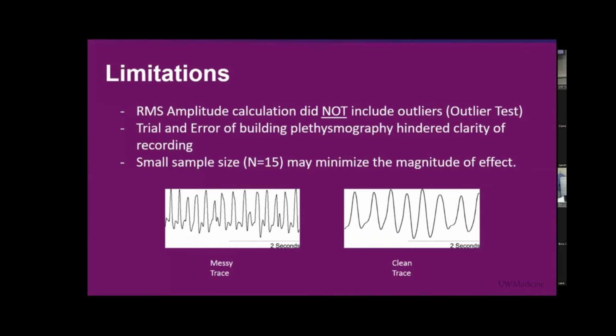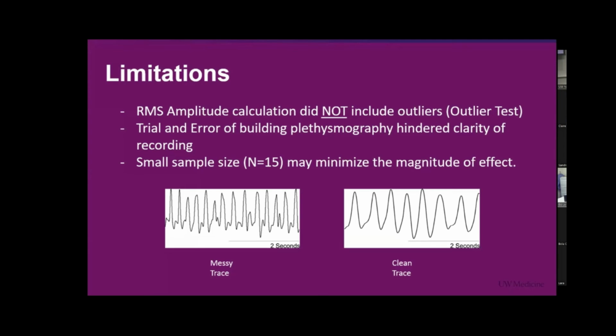And then for limitations, like I said, because of how messy it could get because of external factors, we ran an outlier test on our root mean square amplitude calculations to account for all of that could have disrupted our data. And what that kind of looks like, just to give you a visual image, is what is on the bottom, a messy trace versus a clean trace.